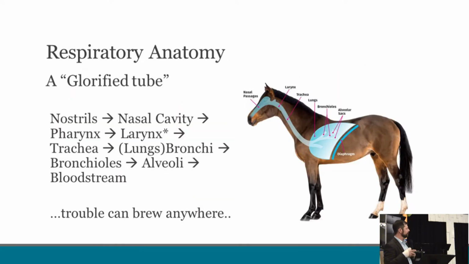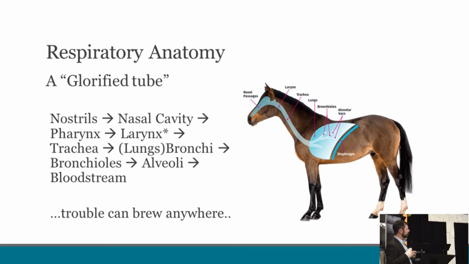Next slide. So again, the respiratory system is essentially a glorified tube, starting with the nostrils, moving on into the nasal cavity, the pharynx, which is that space right at the back of the throat, and then the larynx, which is the area that we use to divide the upper respiratory system from the lower respiratory system.